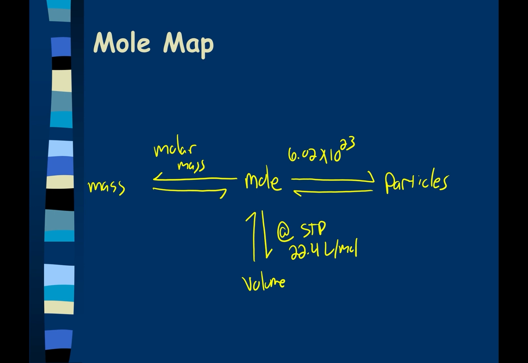What you're seeing here is called the mole roadmap. It shows you all the different conversions that we can do within the mole and the conversion factor related to it. So as long as we know mass, particles, or volume of a substance, we can find the moles of that substance. We just have to use the right conversion factor and, of course, determine whether we are multiplying or dividing by that conversion factor.